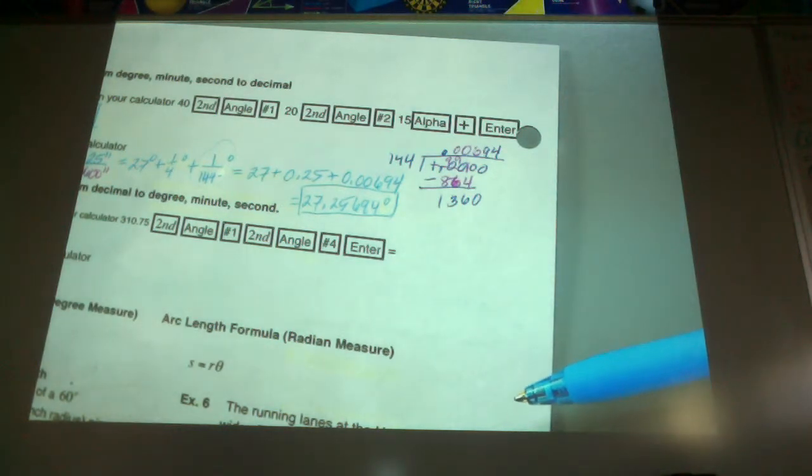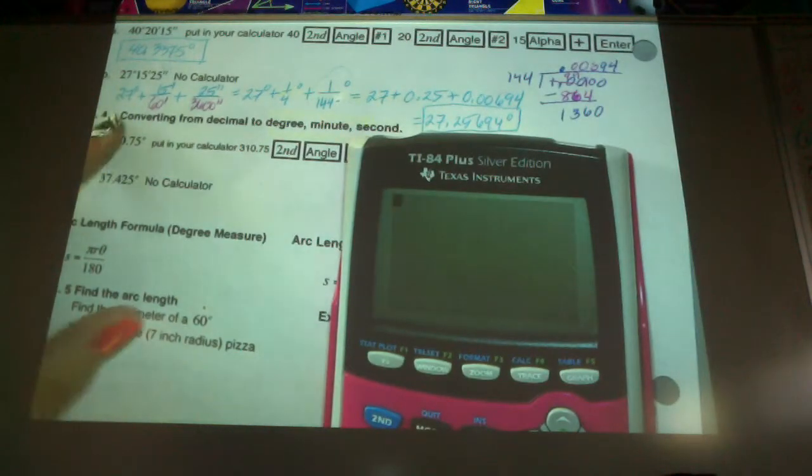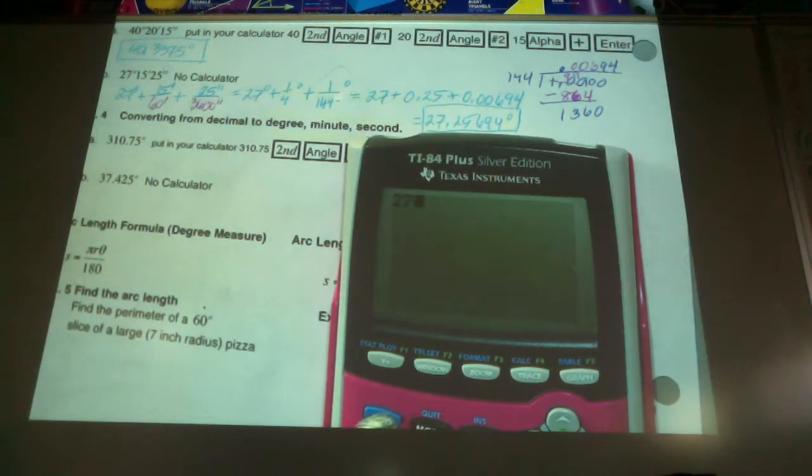Now, let's put that in our calculator and see if we get that answer. So I'm going to put in my 27 degrees, so 27, second apps, choose degrees, and then 15, second apps, choose minutes, and then 25, alpha plus gives me my seconds, and then hit enter. Is that what we got? Yippity skippity.